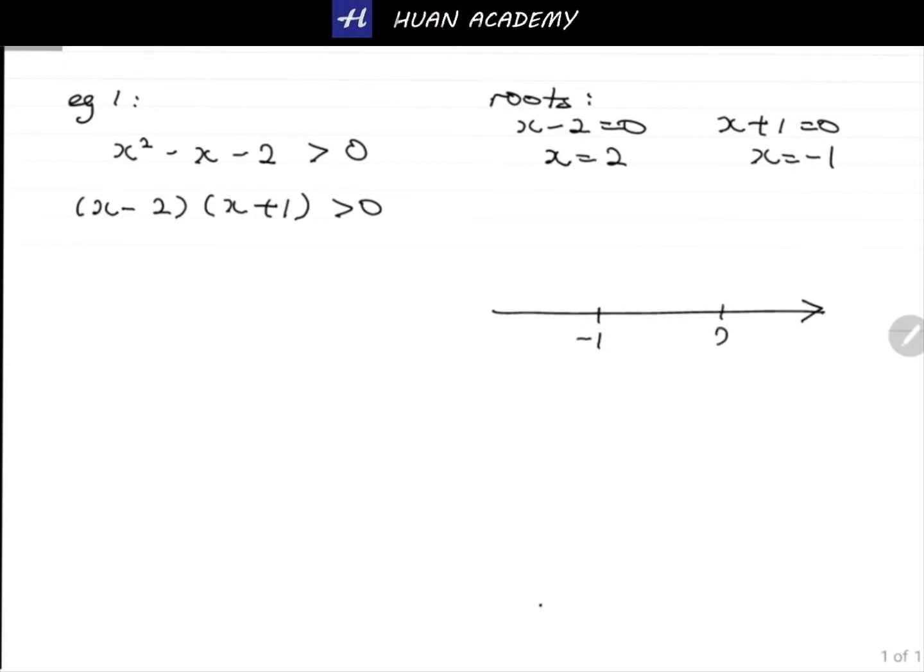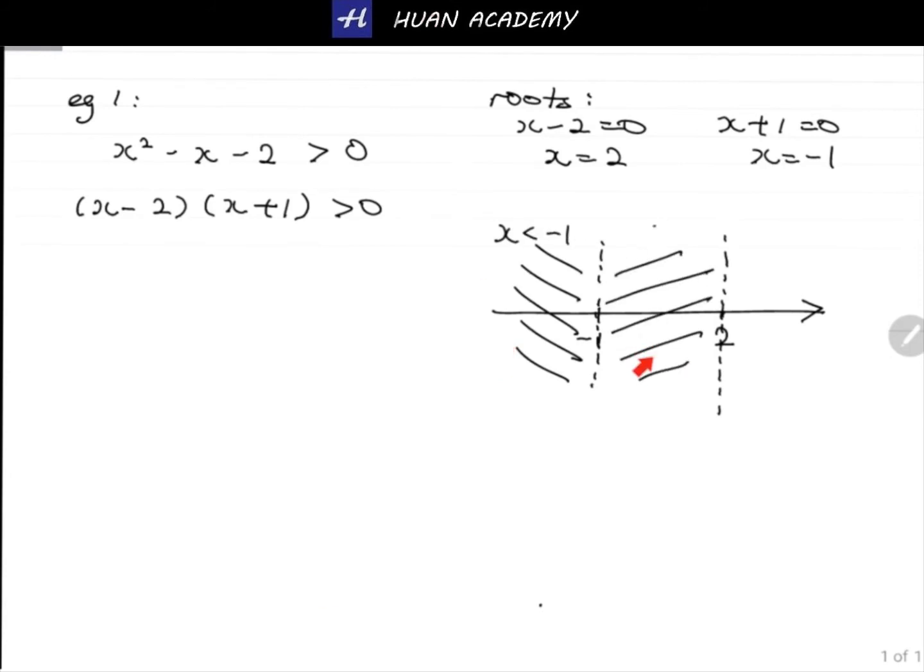So let's put the roots on the x-axis, negative 1 and 2. And as we have learned in the basics, these 2 lines will divide the whole region into 3 zones. The left-hand side is where x is smaller than negative 1, zone 2 is the region where x is between negative 1 and 2, and the third zone is where x is greater than 2. So which one is our solution?